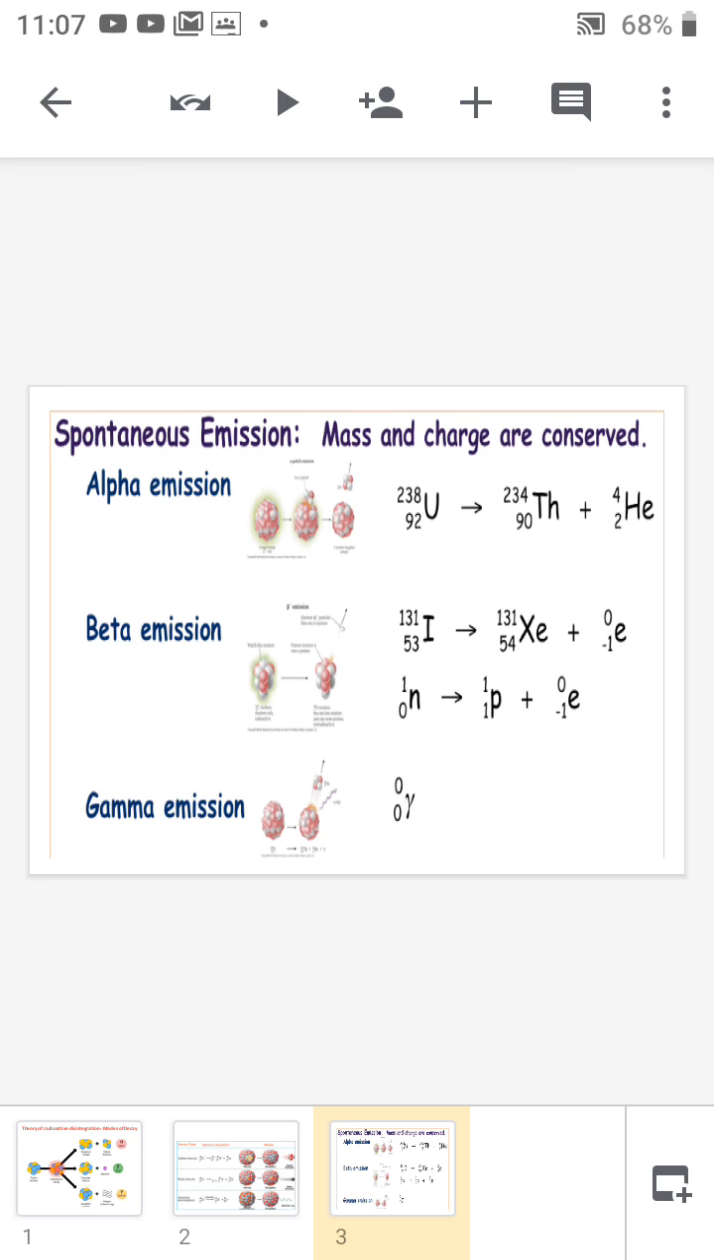So next is the gamma emission. For every alpha and beta emission, the daughter nucleus which is formed is in an unstable state. So that nucleus will emit radiation to acquire stability. That is the gamma emission.